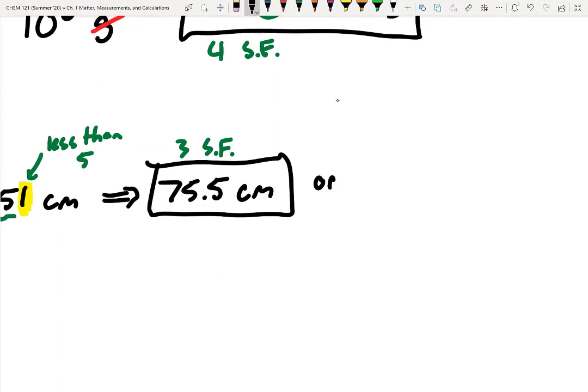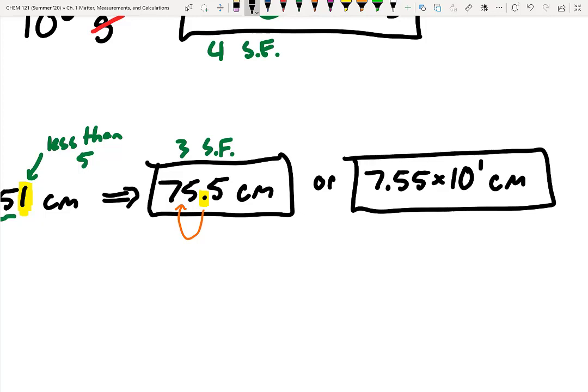So if I wanted to, I could say, let's move this over one spot like that. We could write this as 7.55, and we moved it over one spot, so I'd say 10 to the 1 centimeters. Both of these would be perfectly acceptable answers in my book. Sound good?